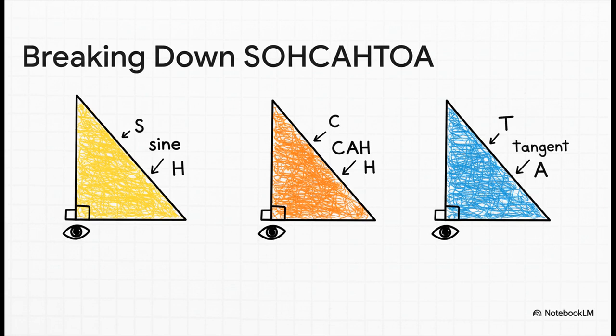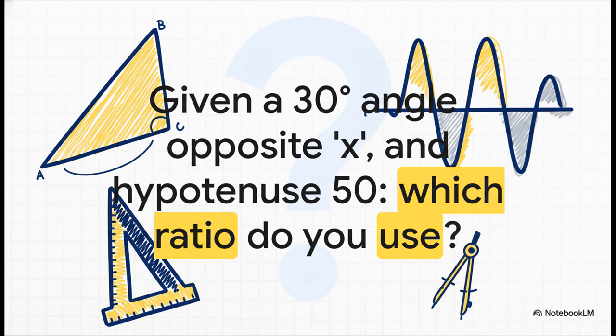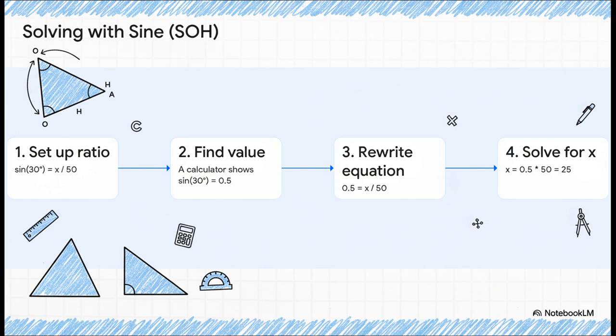Simple as that. Okay, let's put it to the test. Which tool do we use? Imagine we're given a 30-degree angle. The side opposite that angle is our unknown x, and we know the hypotenuse is 50. So what info do we have? We have opposite and hypotenuse. Now look back at our code word. Which part of SOHCAHTOA uses O and H? That's right, it's SOH, which stands for sine.